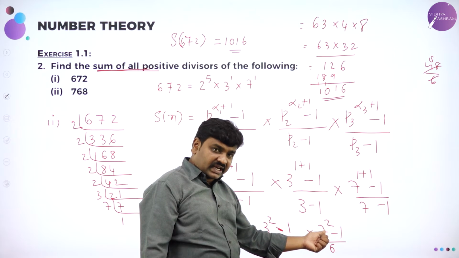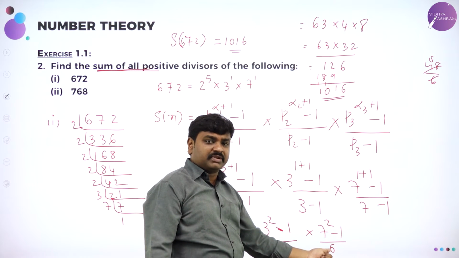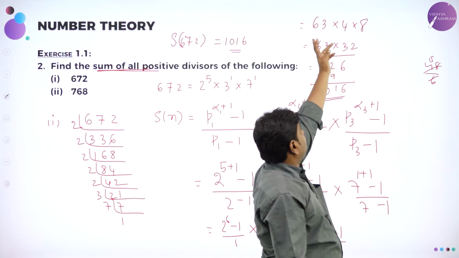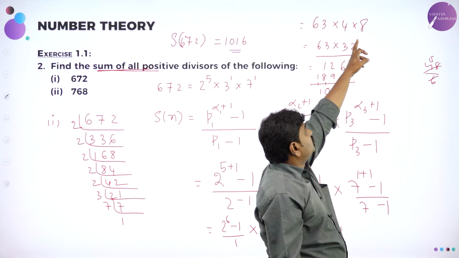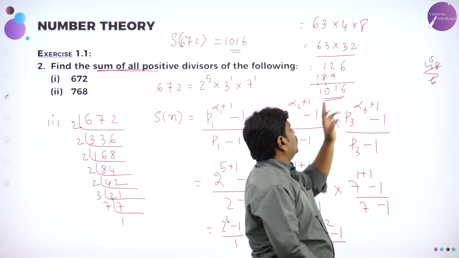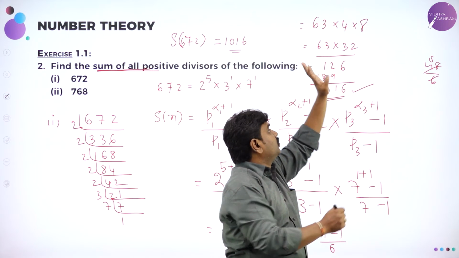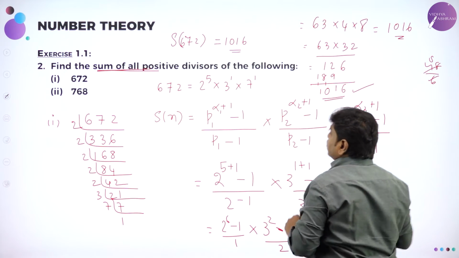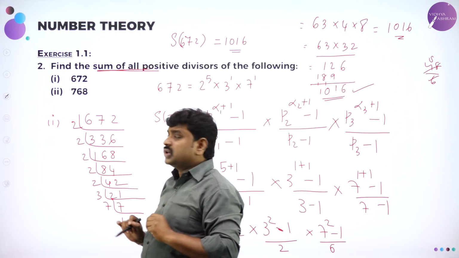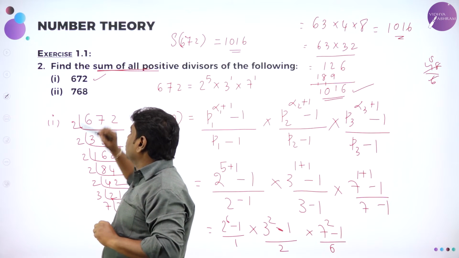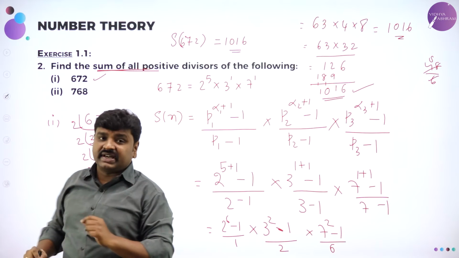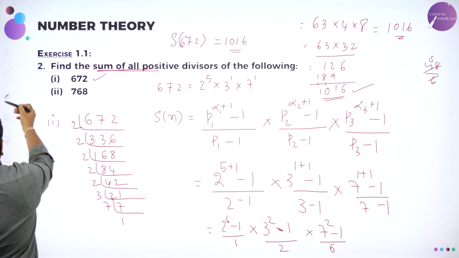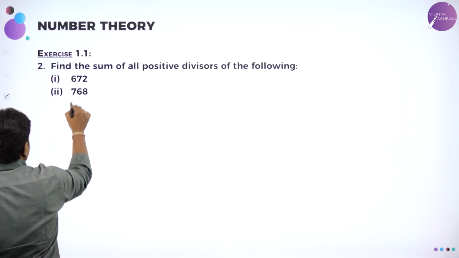7 square is 49, 49 minus 1 is 48. 48 by 6 is 8, and multiply 63 into 4 into 8. 8 4s are 32. 63 into 32, if you do, you'll get this number. I told you, after you get this, use a calculator and tell the answer. I hope all of you got this. Same method you apply and solve 768. So now we'll go to problem 2, that is 768.